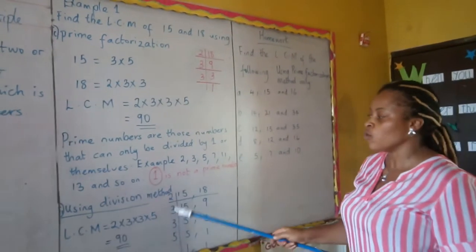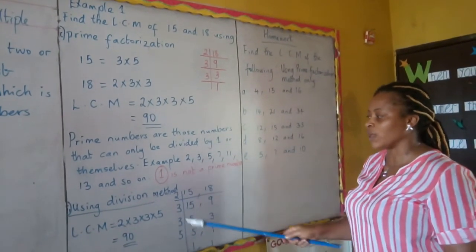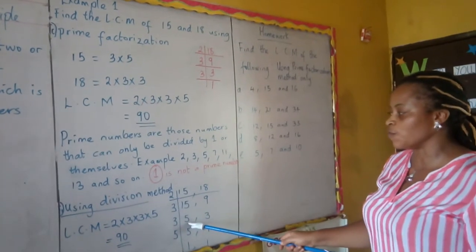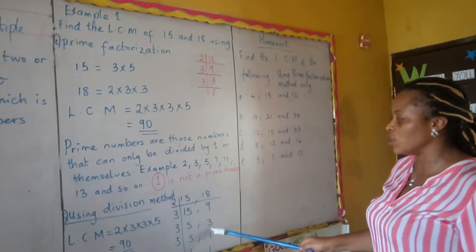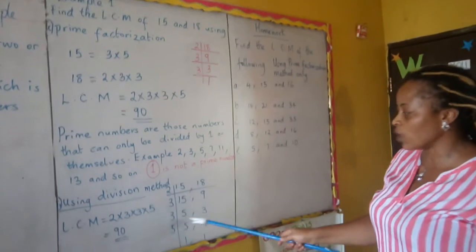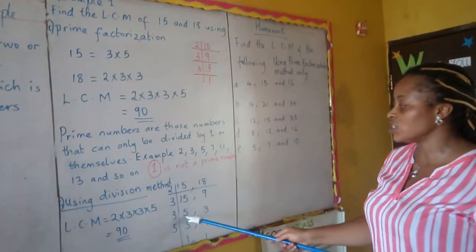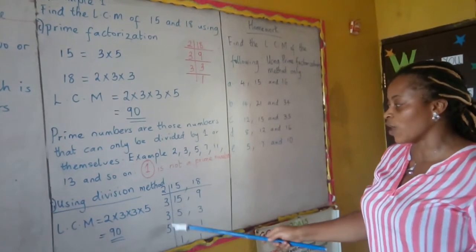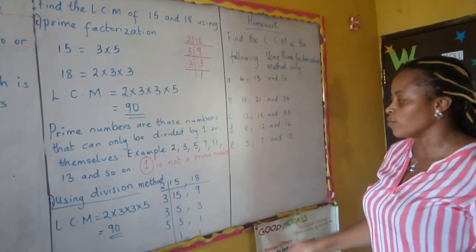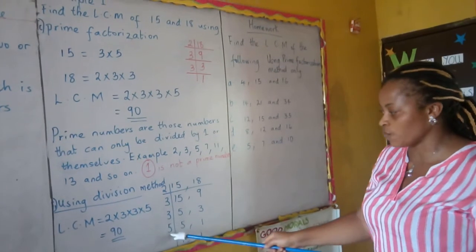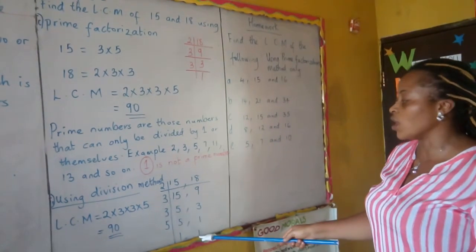So it's going to fall on 3, the next prime number. Now 3 divide 15 will give you 5. 3 divide 9 will give you 3. Now you come again, you look at it, 3 can go, but 3 cannot share 5. So I will bring down the 5. 3 divide 3, it will give me 1. 5 divide 5, 1. 1 divide 1, it still becomes 1.